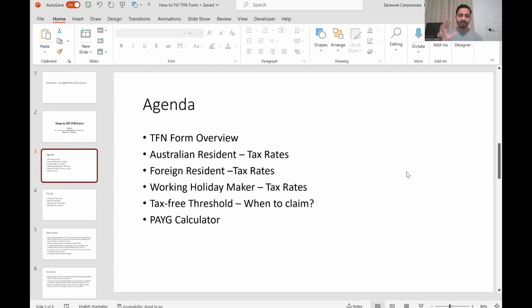All right. So the tax-free threshold is one of the sections that we will focus on. It's very important that you claim that tax-free threshold whenever necessary. And if you don't claim that, it's going to have an impact on your cash flow as well. Then lastly, we're going to be looking at a PAYG calculator and understand how you can calculate your weekly pay or a monthly pay. All right.